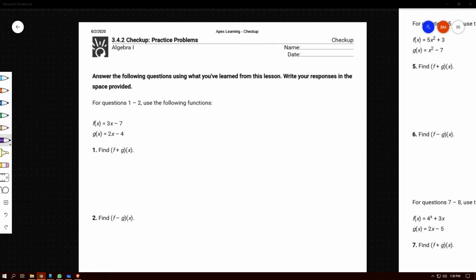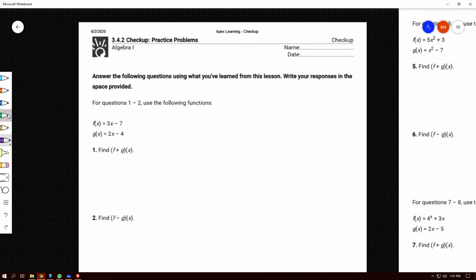So find f plus g of x. That's how I read this, f plus g of x. All I need to do is take my f function, which is 3x minus 7, and add the g function. I just took my f function, wrote it down, added it to the g function, and wrote it down. Now I'm going to combine my like terms.